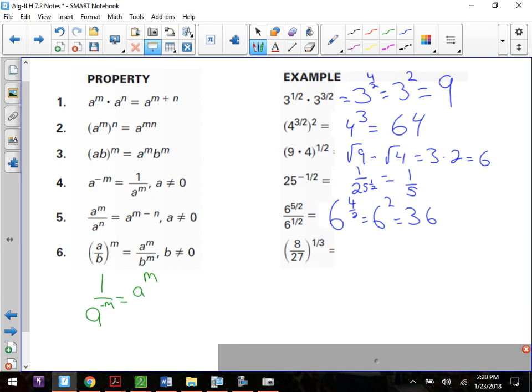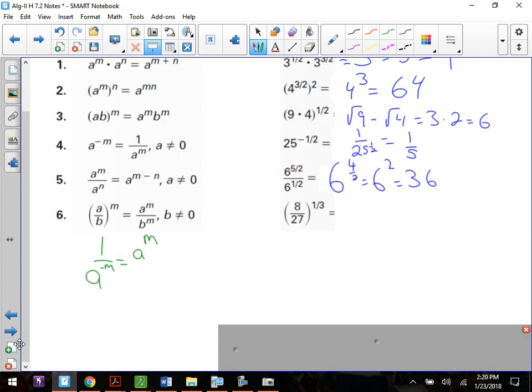And then lastly, 8/27 to the 1/3. When you have a 1/3 power, what did that stand for? It stood for a cube root. So what's the cube root of 8? And the cube root of 27? So your answer is 2/3.